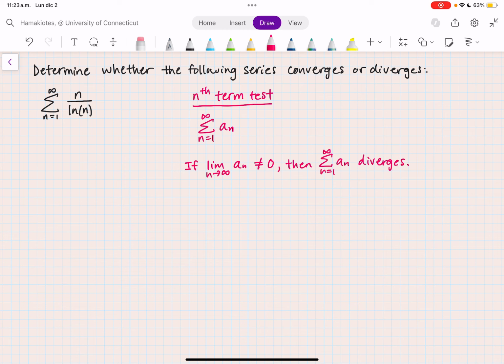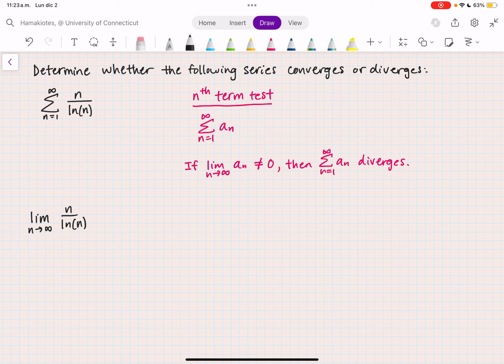So essentially all we have to do is look at the limit as n approaches infinity of n over ln of n and check if it's 0 or not. If it is 0, then this test is inconclusive. This series may diverge or it may converge. So let's see. We want to see what the limit as n approaches infinity of n over ln of n is.